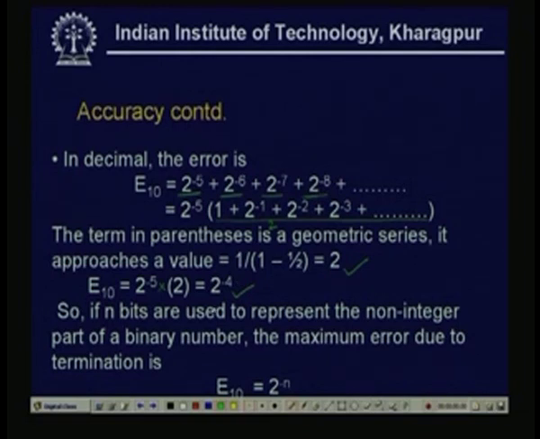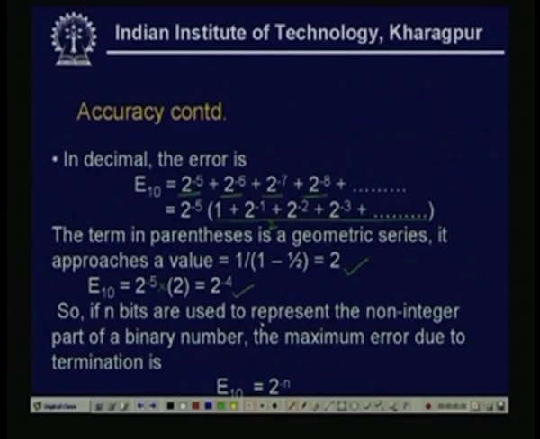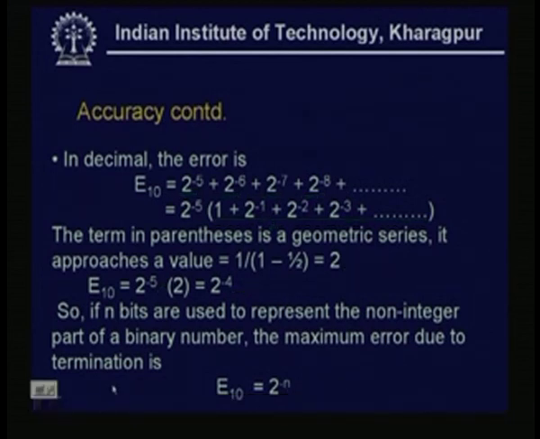So, if n bits, in our example we have tried n equal to 4, that means up to 4 bits, the binary number was given, or it was truncated up to 4 bits after the decimal point. The 4 bits were taken. So, if n bits are used to represent the non-integer part of a binary number, then the maximum error due to termination is E10 equal to 2 to the power minus n. Here 4 is replaced by n in general cases. So, this is the accuracy of a number when it is converted from decimal to binary.